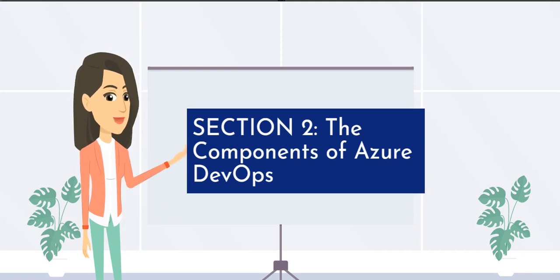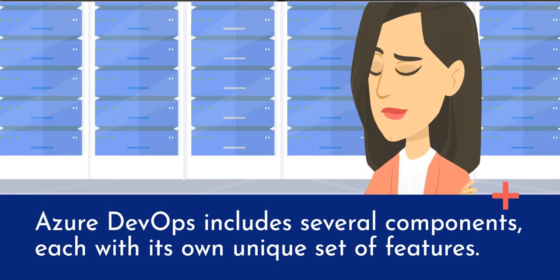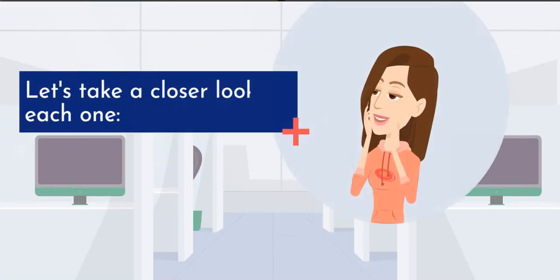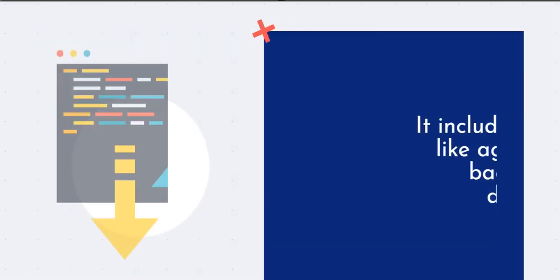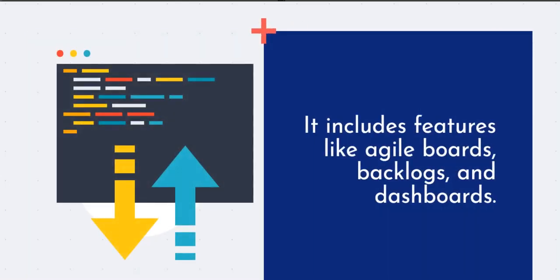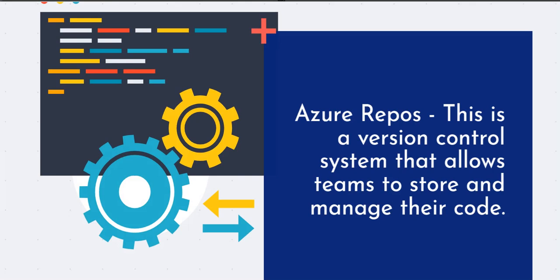Section 2. The components of Azure DevOps. Azure DevOps includes several components, each with its own unique set of features. Let's take a closer look at each one. Azure Boards. This component is a project management tool that helps teams plan and track their work. It includes features like agile boards, backlogs, and dashboards.